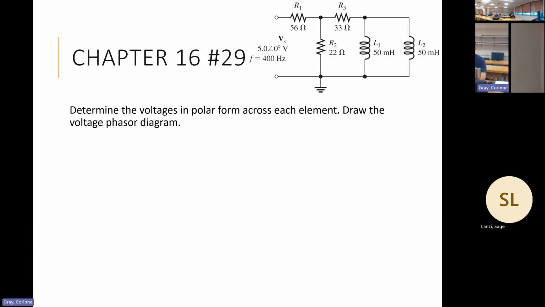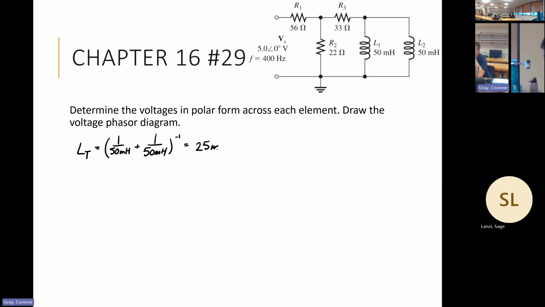So you guys want to see it where we treat the inductors separately, or do we want to treat the inductors as a single inductor? Same. So that means I need to find LT here. So how do I add inductors in parallel to each other? It's inverses, so 1 over 50 millihenry plus 1 over 50 millihenry, to the -1, which is 25 millihenry.